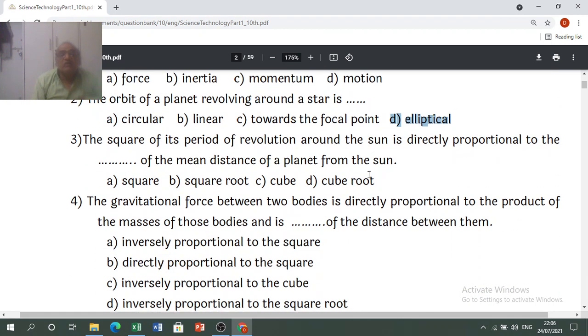Okay. Third question. The square of its period of revolution around the sun is directly proportional to the dash of the mean distance of planet from the sun. Is the Kepler's third law of motion. T square is directly proportional to R cube, that is cube of the mean distance of planets. Kepler's third law of motion.